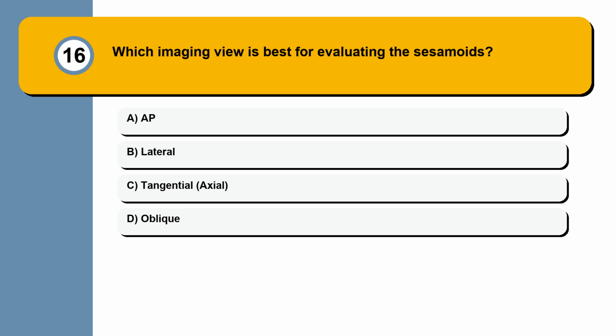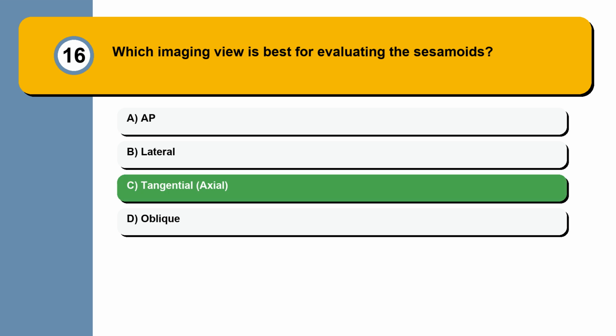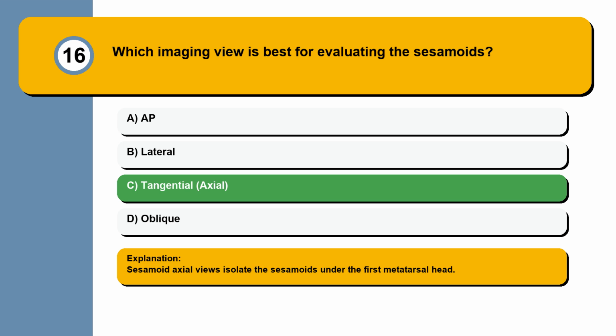Question 16. Which imaging view is best for evaluating the sesamoids? AP, lateral, tangential, axial, oblique. Sesamoid axial views isolate the sesamoids under the first metatarsal head.